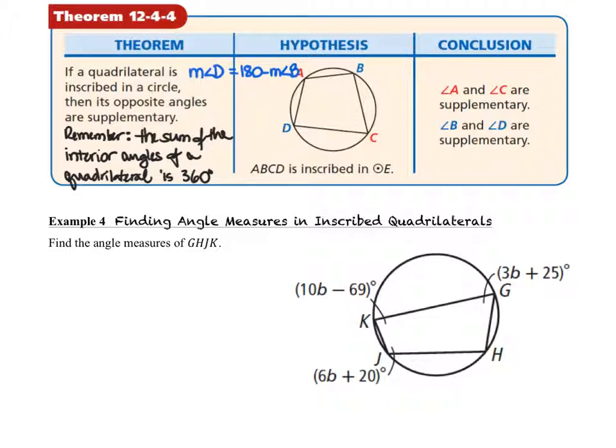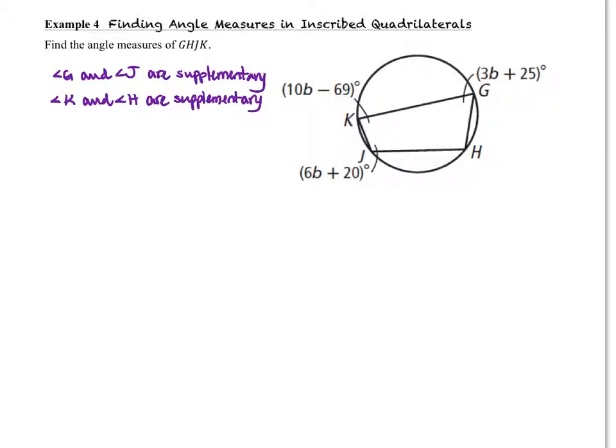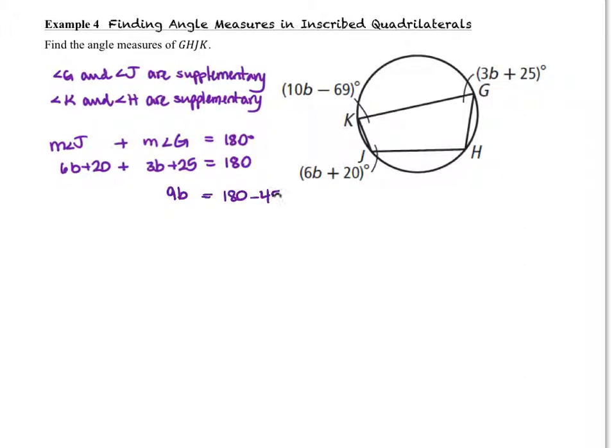Let's take a look at example 4, the last example in this lesson. In example 4, we've got quadrilateral GHJK inscribed in the circle. And that means that we've got some pairs of supplementary angles. The opposite angles are going to be supplementary. We want to find all four angle measures, but we're going to start by setting up an equation adding the measure of angle J and the measure of angle G to a total of 180 degrees. And then we can solve for b. So we combine like terms. We're going to have 9b on the left-hand side, and on the right-hand side we're going to have 180 minus 45, giving us 135, which means b is equal to 15.